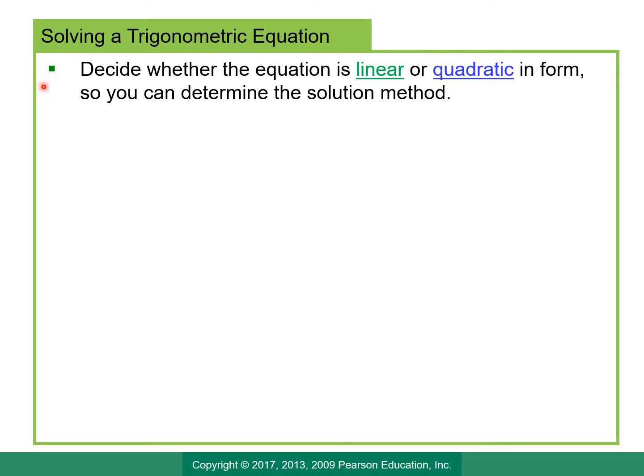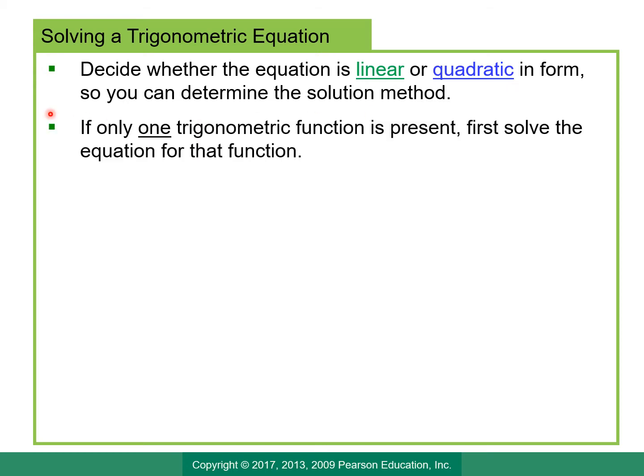So the first thing you want to do is decide with the equation you're given, is it linear or quadratic? Linear, meaning that the degree is 1 for your variable, or in this case your trig function. Quadratic, the degree is 2, so it would look like something squared. Maybe like tangent of theta squared or something like that.